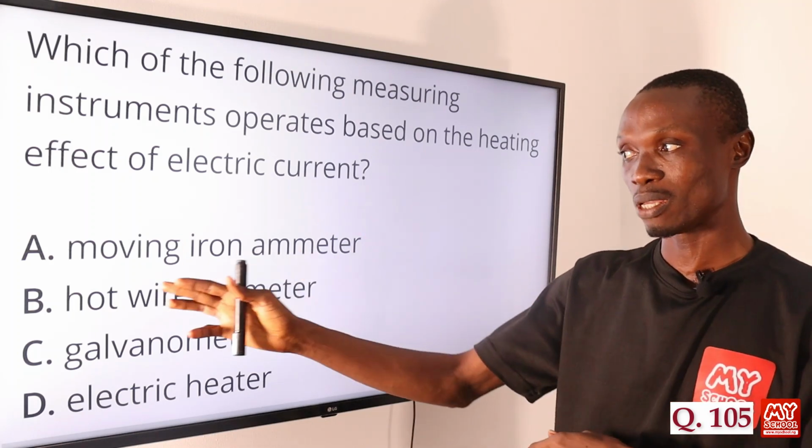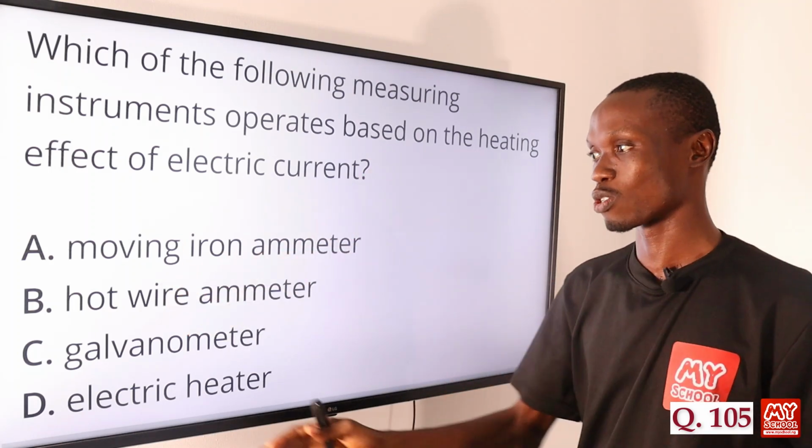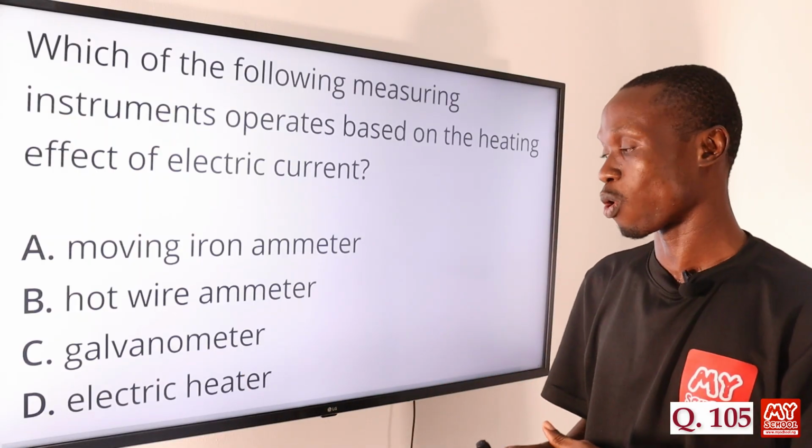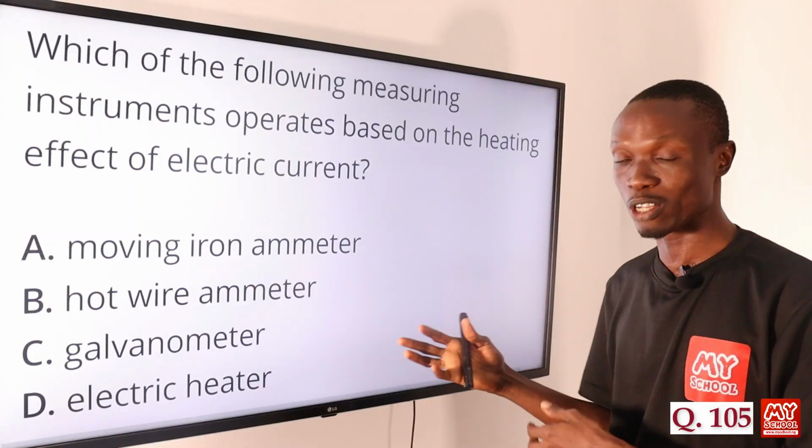So that makes option B the correct answer to this question. While option C, galvanometer, also operates based on the magnetic effect of current.